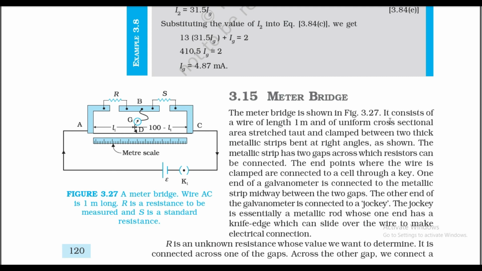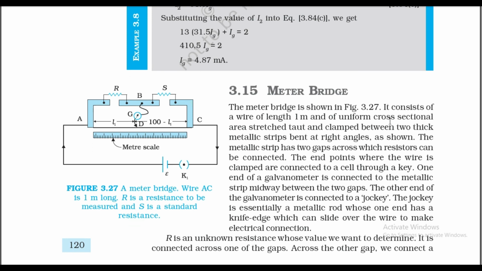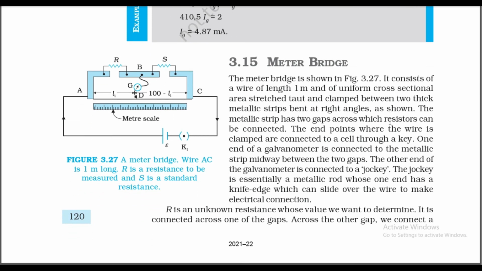3.15 Meter bridge. The meter bridge is shown in figure 3.27. It consists of a wire of length 1 meter and of uniform cross-sectional area stretched taut and clamped between two thick metallic strips bent at right angles. As shown, the metallic strip has two gaps across which the resistors can be connected. The end points where the wire is clamped are connected to a cell through a key. One end of the galvanometer is connected to the metallic strip midway between the two gaps.